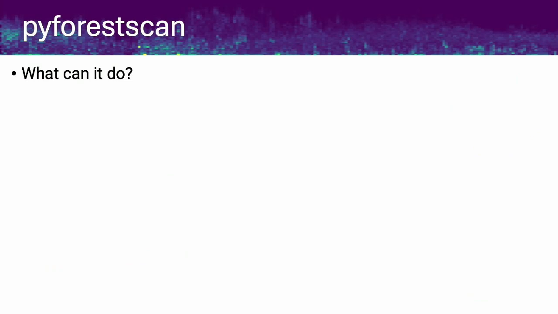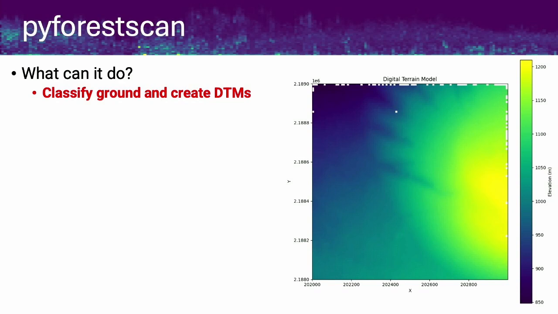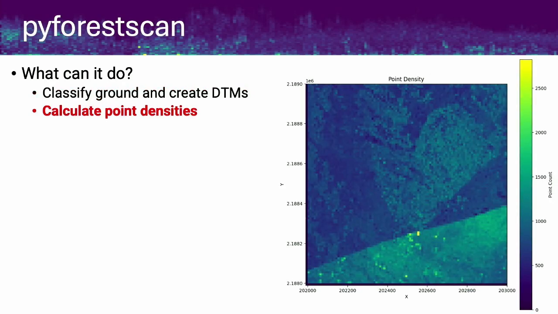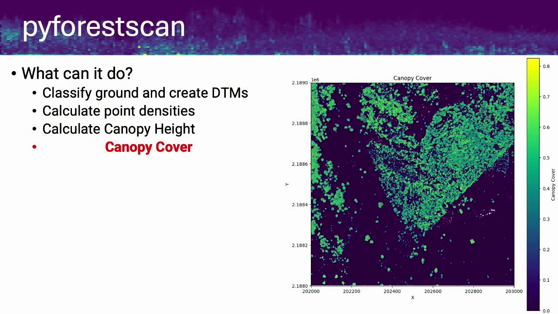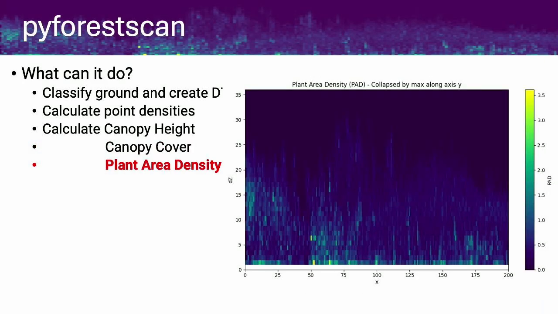So what are some of the things the library can do? It can classify ground and create digital terrain models. It's the starting point for a lot of things. It can calculate point densities across different grid cell sizes. It can calculate canopy height and build canopy height models. It can calculate fractional canopy cover and do canopy cover rasters. It can calculate plant area density across different vertical bins or slices.